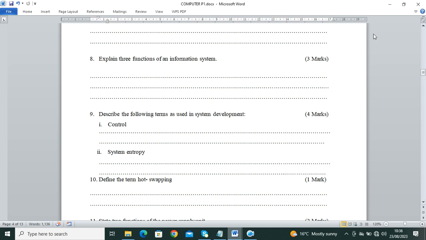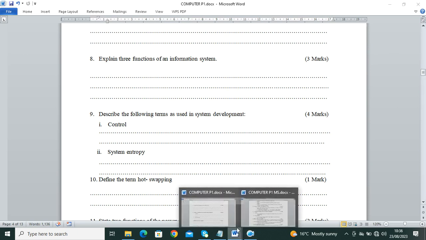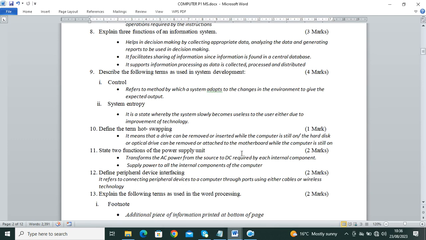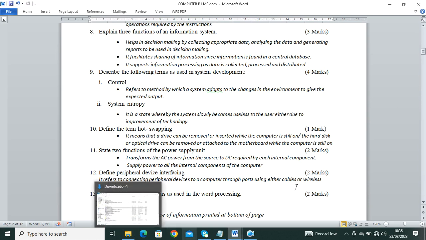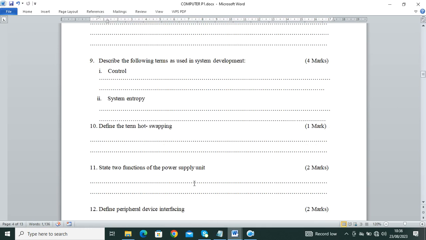So, what are the 3 functions of an information system? Number 1 is that it helps decision making by collecting appropriate data, analyzing the data, and generating reports to be used in decision making. It facilitates sharing of information since information is found in a central database. It supports information processing as data is collected, processed, and distributed. Full stop.